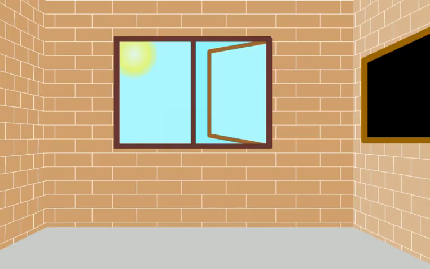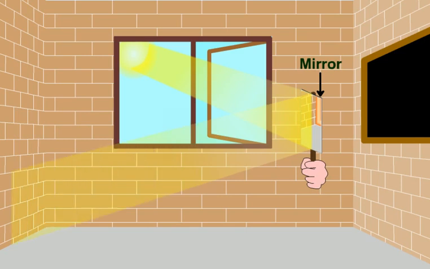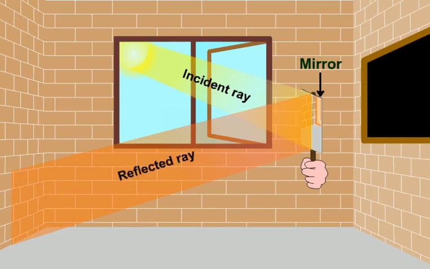Now let us perform a simple activity. For this, take a small mirror and let the sunlight fall on it. Adjust the mirror to let the reflected light fall on your classroom wall. Students, in this activity, the ray of light falling on the surface of the mirror is called the incident ray, and the ray of light which is sent back from the surface of the mirror is called the reflected ray.